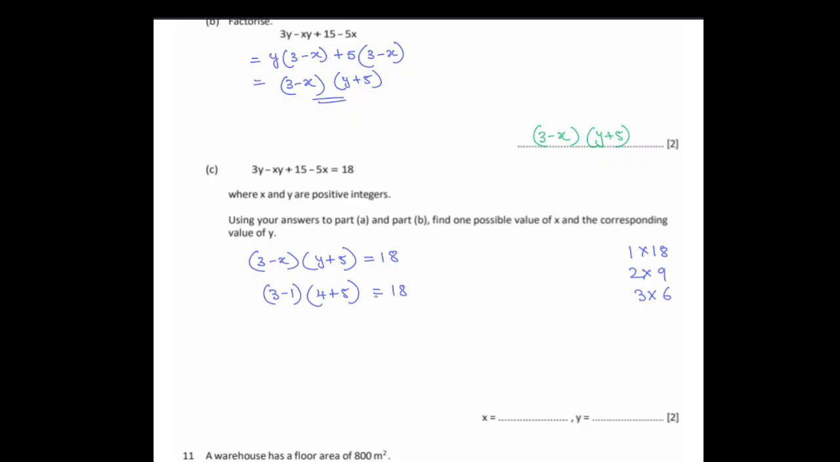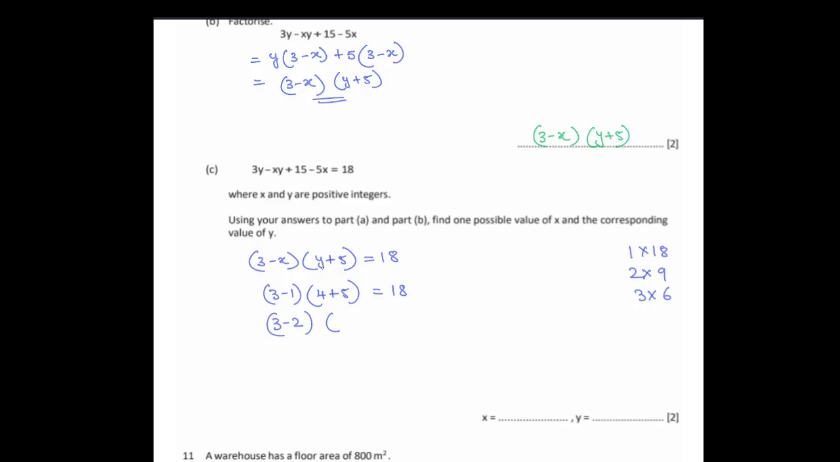And they are saying to give one possible value of x and y using your answers to this one, where x and y are positive integers. So we have to take only positive values for x. So if I took x as 1, y is 4, and if I take x as 2, now 3 minus 2 is 1 now. 1 into this whole thing should be 18.